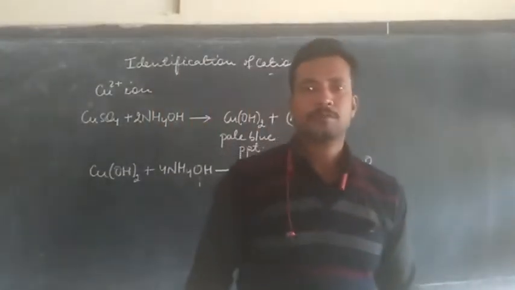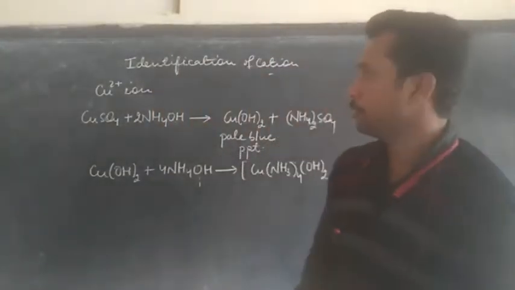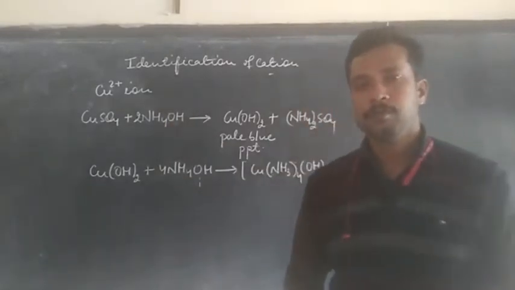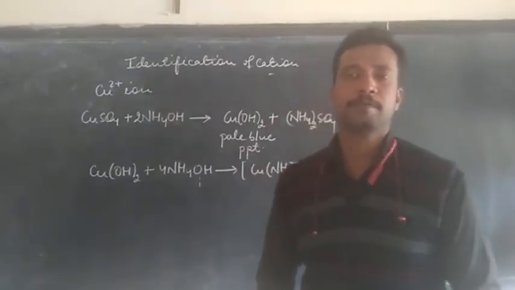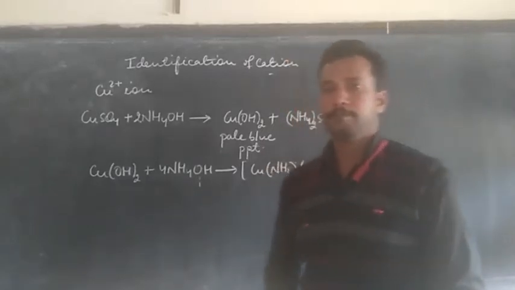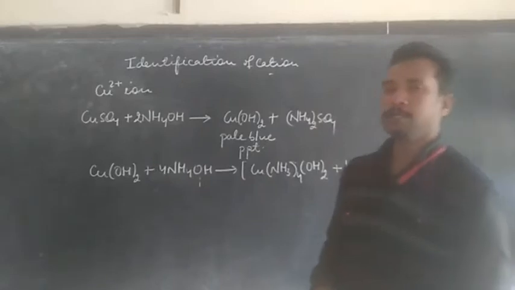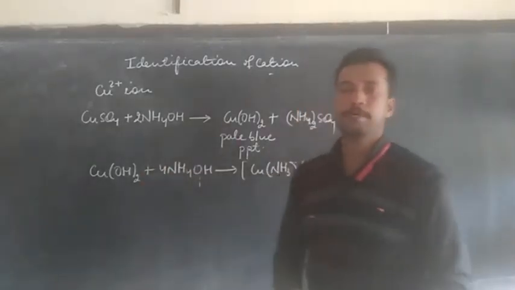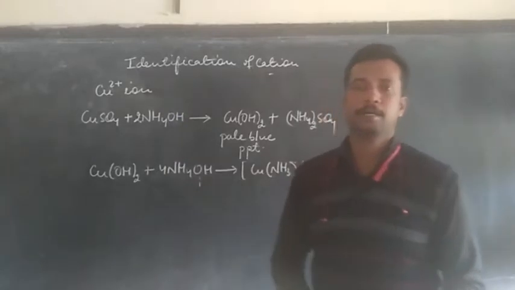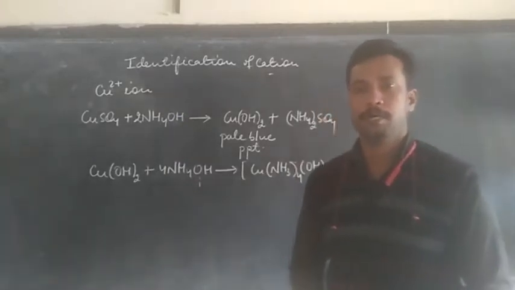Good morning, students. Today we are going to detect the presence of copper ion, or you can say cupric ion, in a given salt. In order to identify that, we'll be using a salt solution of copper, and to that salt solution we'll be adding ammonia solution or ammonium hydroxide solution.